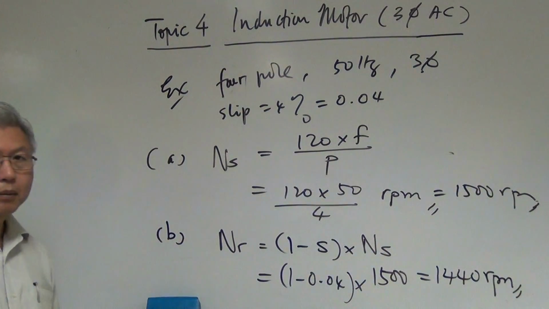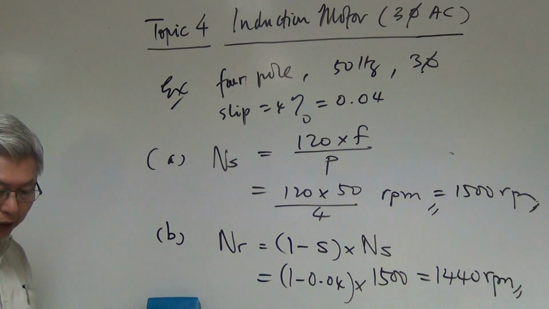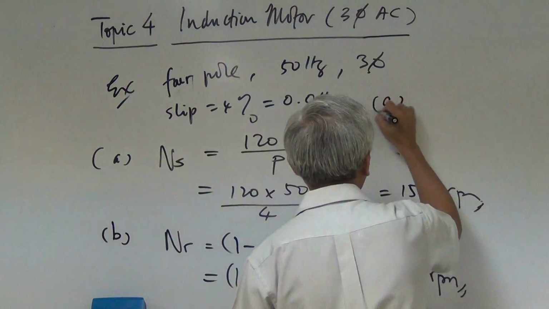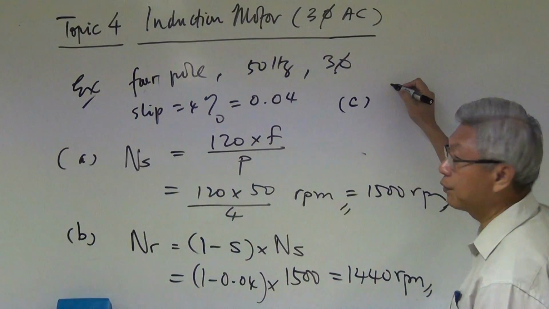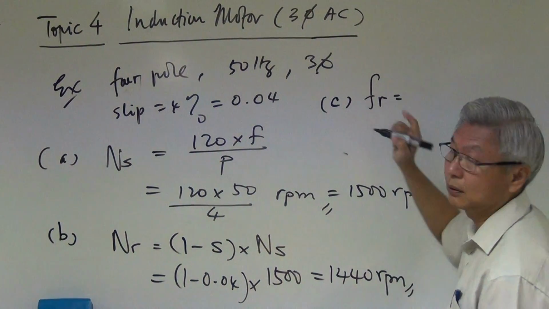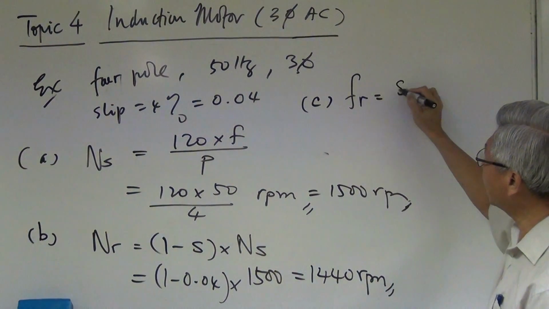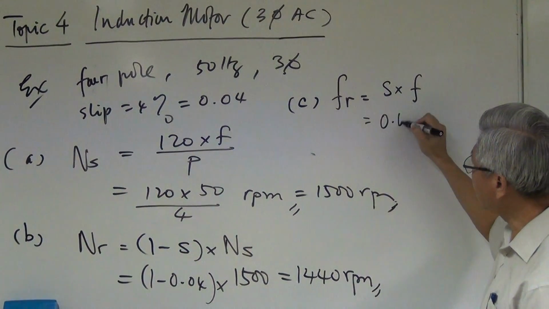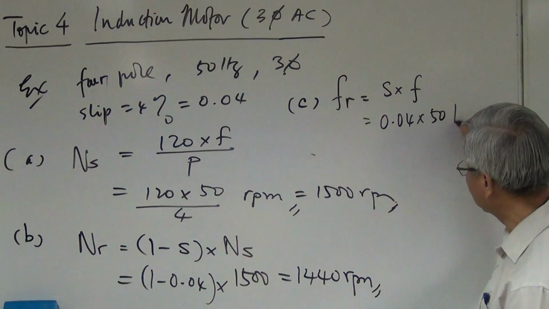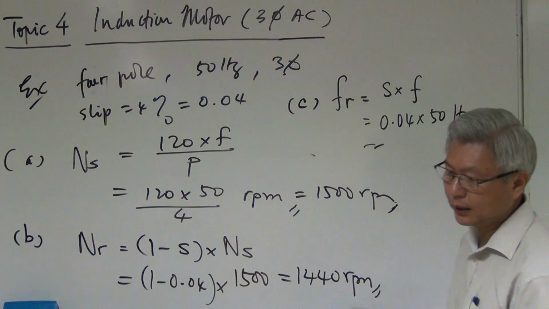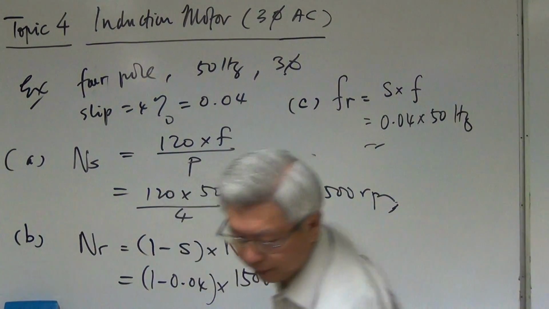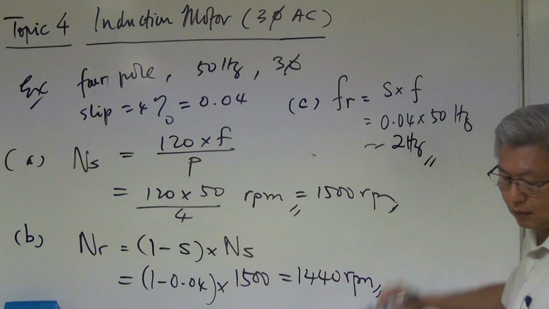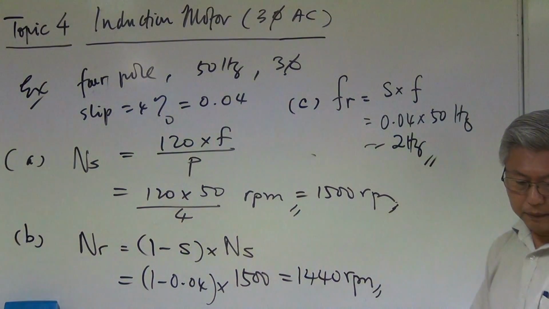Part C. Find the rotor frequency. Rotor frequency means fr. And you still recall the formula? s times f. So it's 0.04 multiplied by 50 Hz. And that gives us the value of 2 Hz.